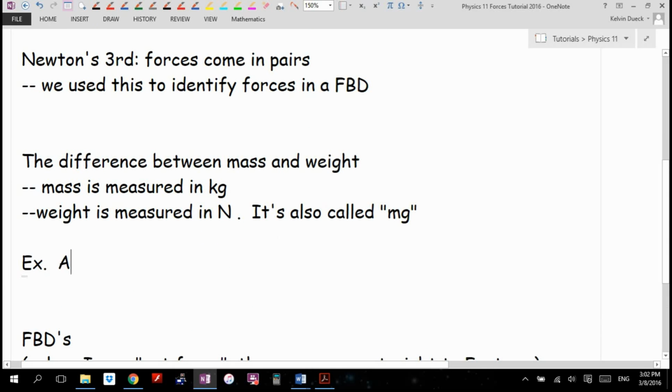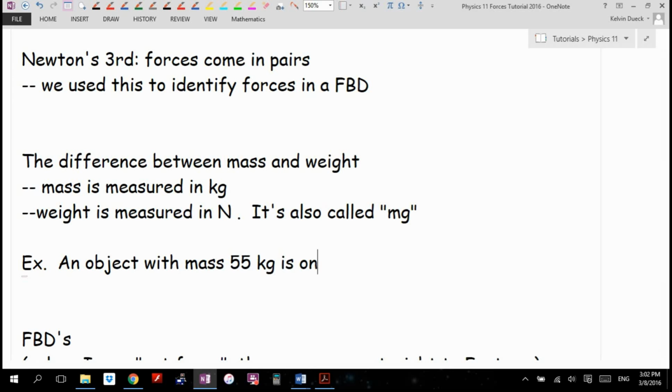Example: an object with mass 55 kilograms is on the moon, and I might put in brackets g equals 1.6 newtons per kilogram. Wait a minute, isn't g measured in meters per second squared? It's an acceleration. Couldn't I also think about it as a force divided by a mass? Isn't that another way to think about acceleration? So newtons per kilogram, it turns out, is also the same as meters per second squared.